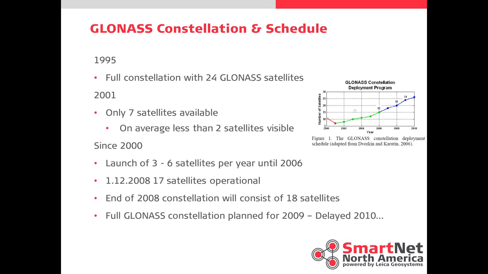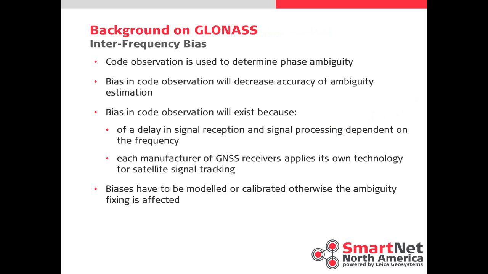Again, this causes problems on the network side when you start intermixing different manufacturers, both on the network and the rover side, because of different biases and phase ambiguities and how these are handled by the receiver. These biases have to be modeled or calibrated. Otherwise, ambiguity fixing can be affected. And we'll talk about how that affects you guys in just 2 seconds.